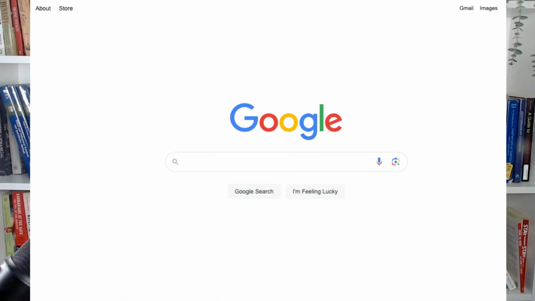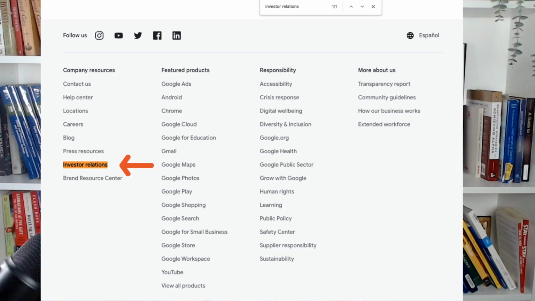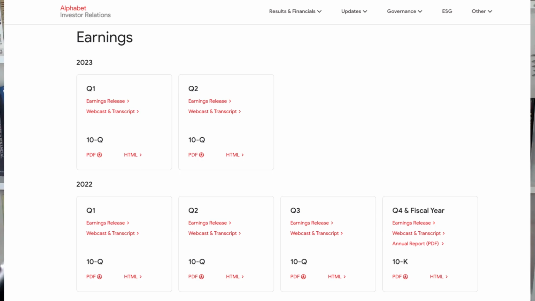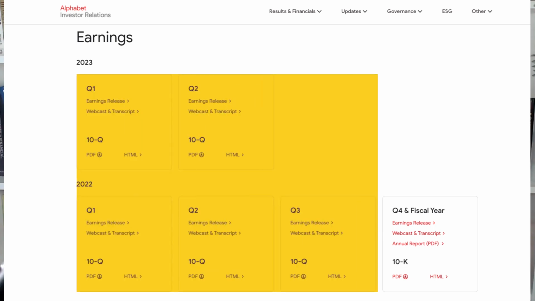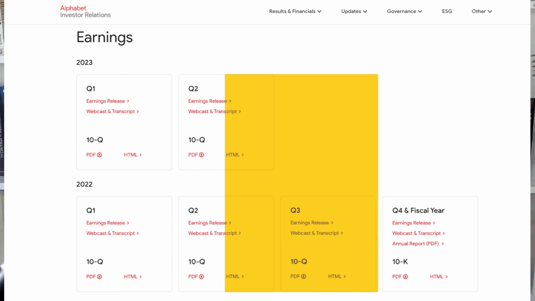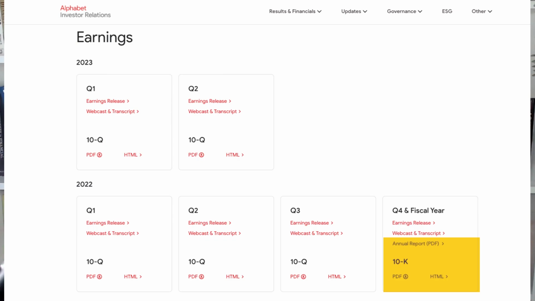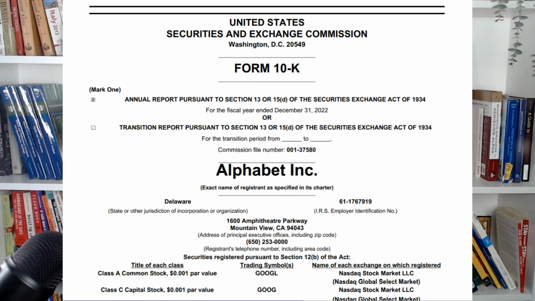Go to google.com, click on About, and search for Investor Relations using Ctrl F. Click on Investor Relations to take you to Alphabet's SEC filings. All these 10 Qs are Alphabet's quarterly reports. We are looking for the annual report, which is the 10K. You can always look at quarterly reports, but the annual report has more comprehensive information. So I will show you the 10K instead of the 10Q.